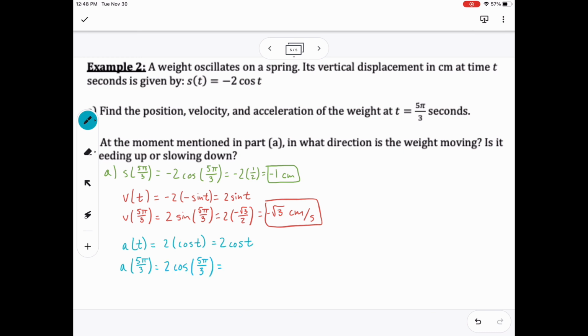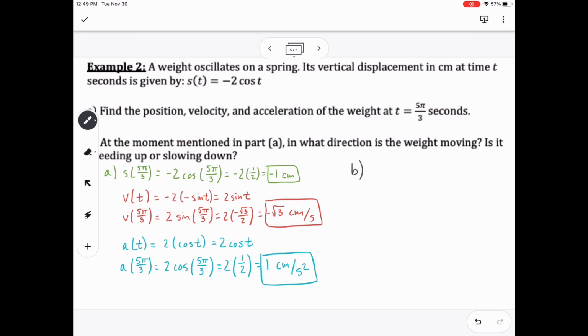Now, since we already used cosine of 5 pi over 3, we know it's 1/2. So 2 times 1/2 gets me the value of 1. So this would be 1 centimeter per second squared. And for the last question here, it says, at the moment that we've been talking about for part A, in what direction is the weight moving, and is it speeding up or slowing down?